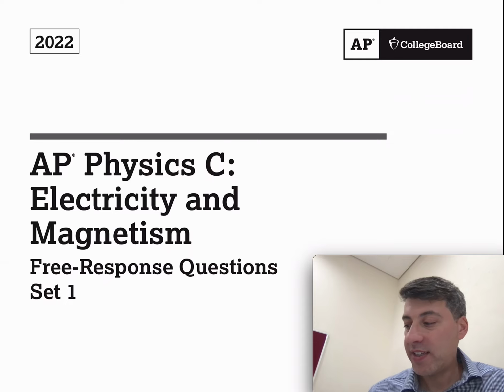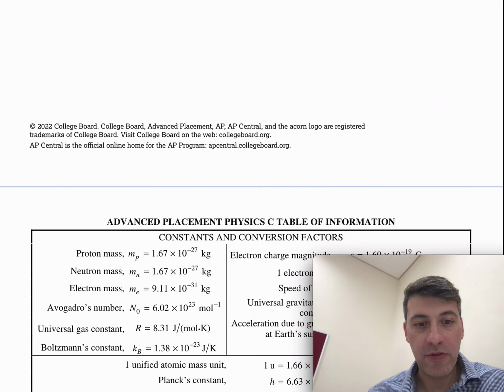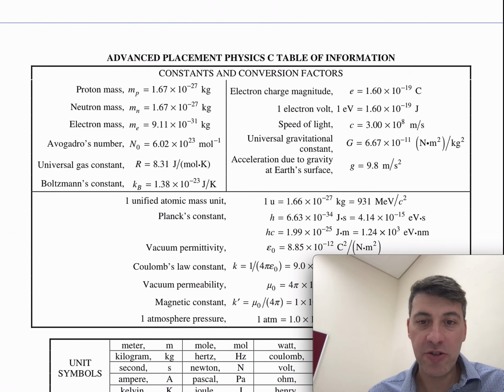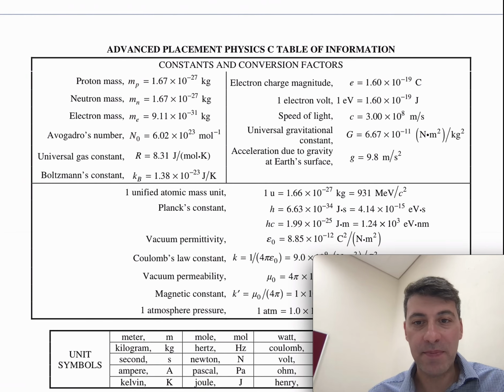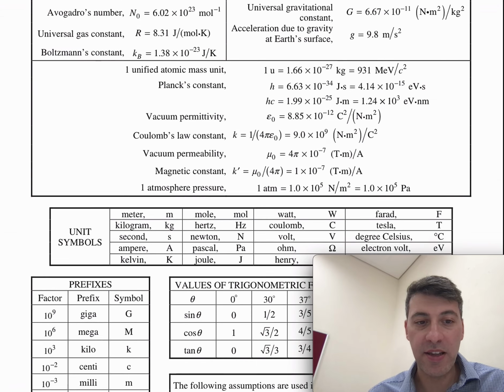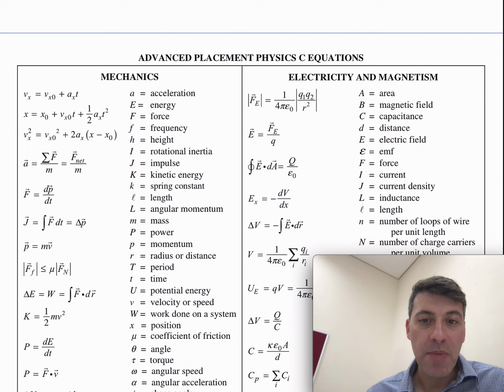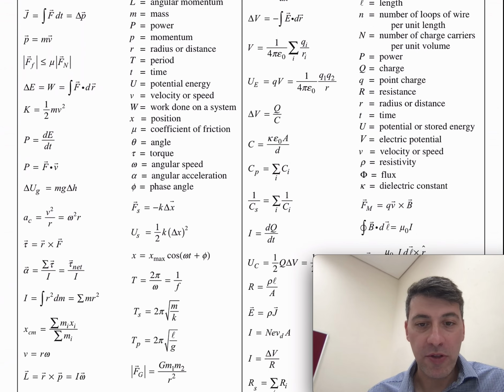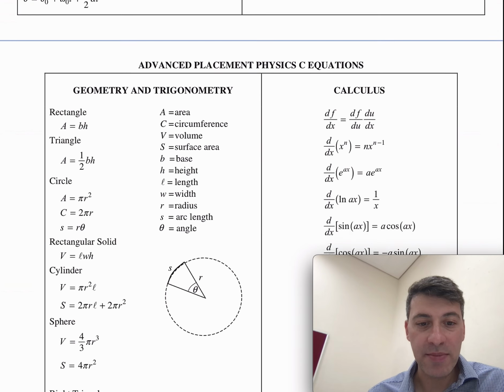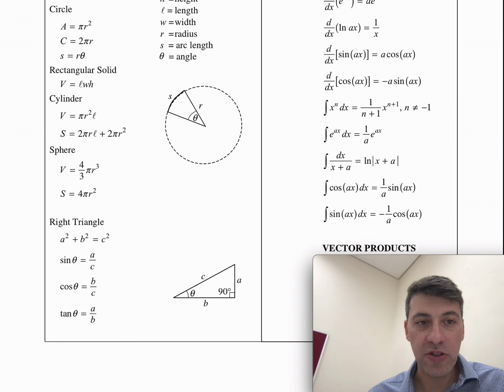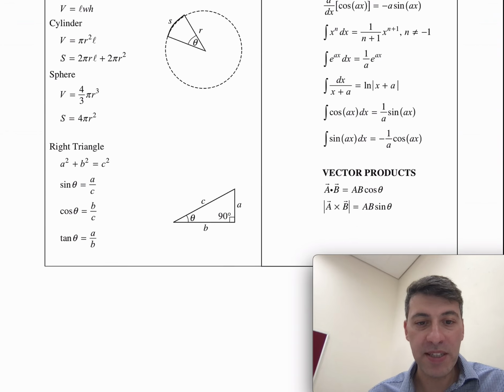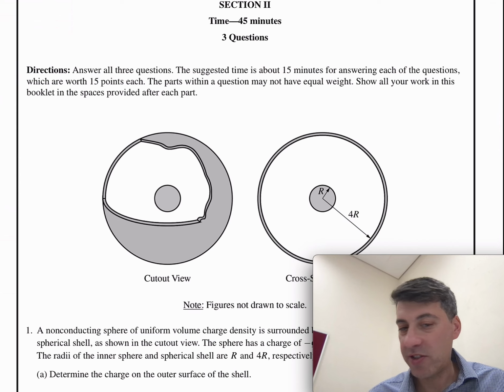This is the first page of the exam, and as we scroll down for the question, we see the basic constants that we will need, the unit prefixes, the basic rules that we use for the AP exams, and some basic calculus and geometry tips. And here's our first question.